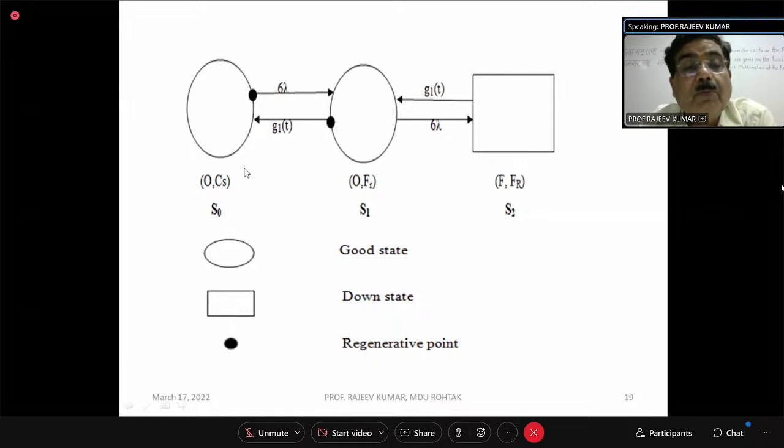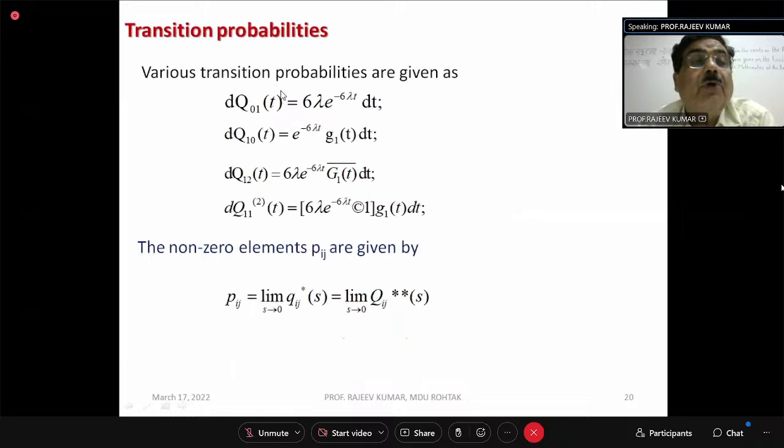So this is a very simple model where O stands for good state, and the square or rectangle stands for the failed state or down state, and here the dots represent the regenerative points. Once it is repaired, it will work as good as new. So this is the regenerative point.